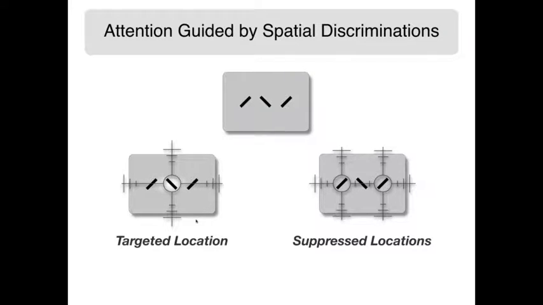Now, most, if not all, accepted interpretations of the flanker effect explicitly claim, or at least implicitly assume, that attentional selection in flanker tasks is predominantly, maybe even exclusively, guided by spatial discriminations, meaning that targets and distractors are discriminated according to their relevant and irrelevant locations.